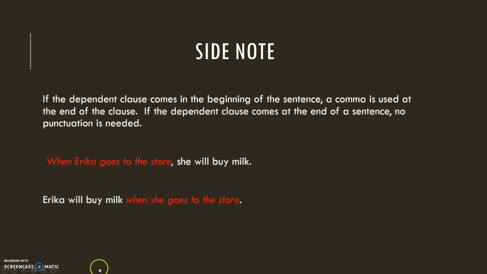On the other end, it says Erica will buy milk when she goes to the store. When she goes to the store is still a dependent clause. It has a subject, she, and the verb, goes, but you don't put a comma because it does not come at the beginning of the sentence.